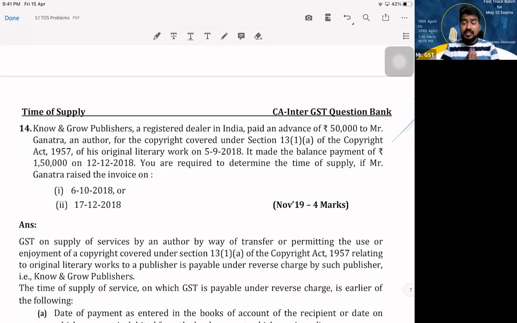So tomorrow we'll discuss something very, very important, value of supply. Don't miss it at any cost, because in every attempt, value of supply is being tested as a first question in the exam. So don't miss it at any cost, and see you all in tomorrow's lecture.